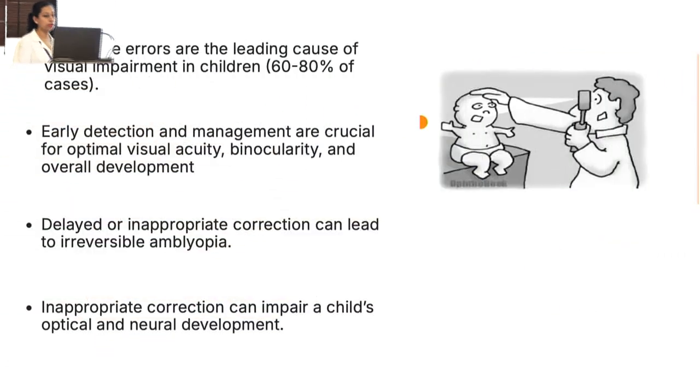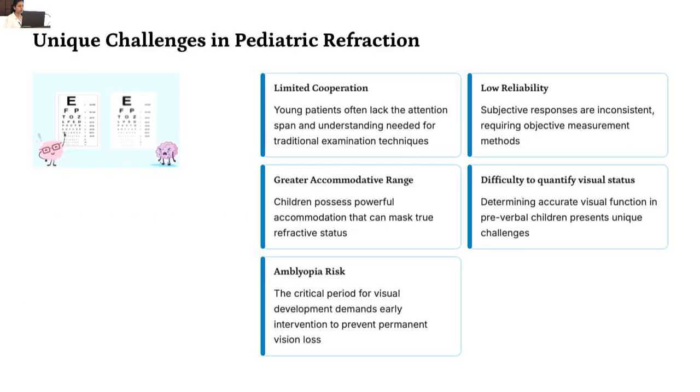Refractive errors are the leading cause of visual impairment in children. Early detection and management is very crucial for optimal visual acuity, binocularity, and overall development of the child. Any delayed or inappropriate correction can lead to irreversible amblyopia, as well as impair the child's optical as well as neural development.